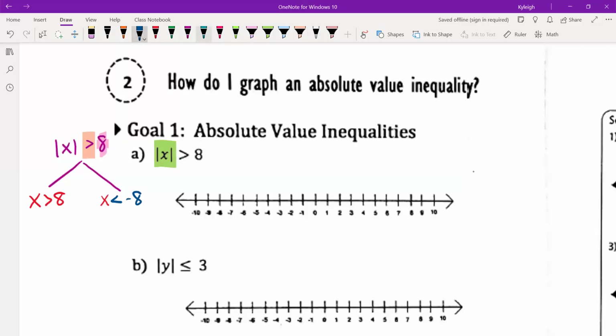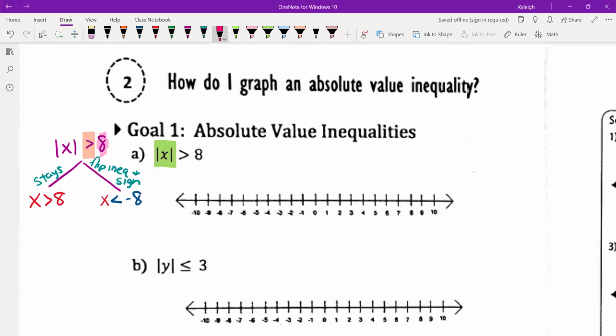So the first one stays. The second one, flip inequality and sign. Okay. So again, we would just flip that from a greater than to a less than, and then make the 8 a negative. And then you would graph those.